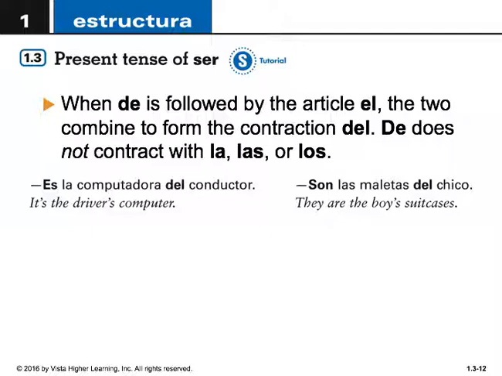When de is followed by the article el, the two combine to form the contraction del. De does not contract with la, las, or los. It's a very important concept too. Es la computadora del conductor. It's the driver's computer. Or son las maletas del chico. They are the boy's suitcases.